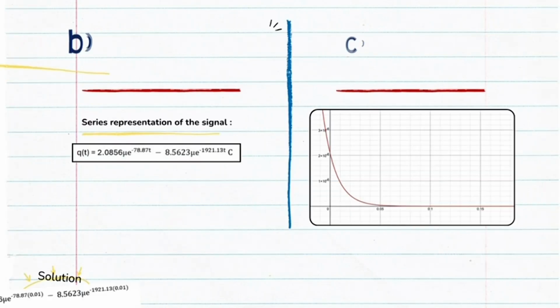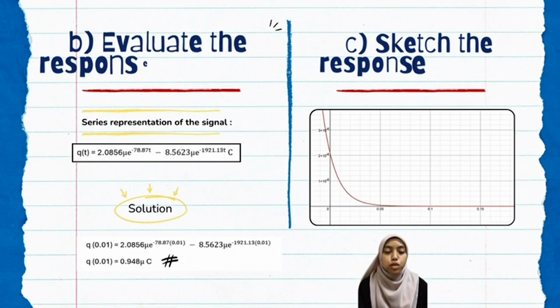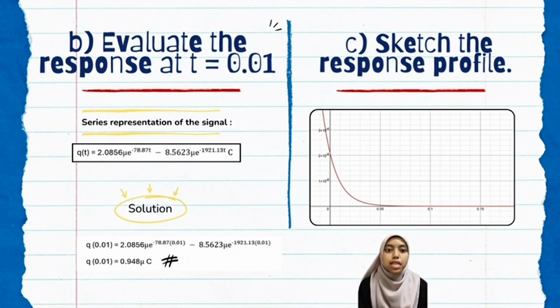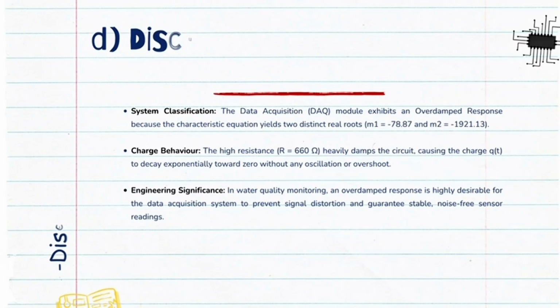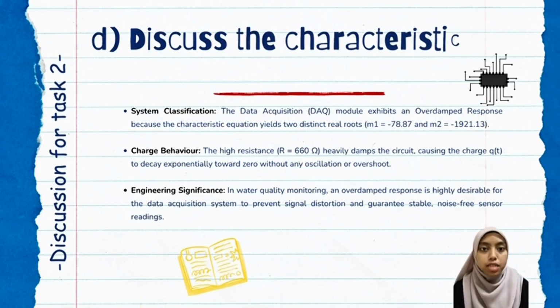For part B, we evaluate the system response at time t equal to 0.01 seconds. Substituting this value into our analytical model yields a remaining charge of 0.948 microcoulomb. In part C, we graph the response profile using proper axis technique. This resulting plot shows a smooth, non-oscillatory exponential decay that originates exactly at our initial value of 2 microcoulomb and quickly subsides towards 0.